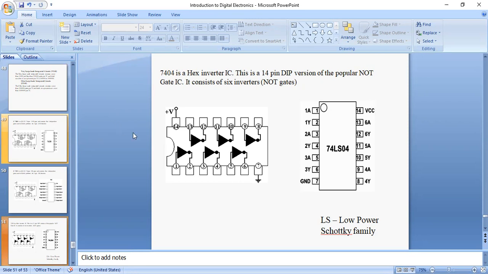And here in the symbol, after this is the first gate input. If the input is high, the output is low. If the input is low, the output is high. This is the first gate, second gate and third gate. This is ground, the seventh pin is ground. Next 8, 9 and 10, 11, 12, 13 and the 14th pin is nothing but VCC. This is about the 7404 for the NOT gate.